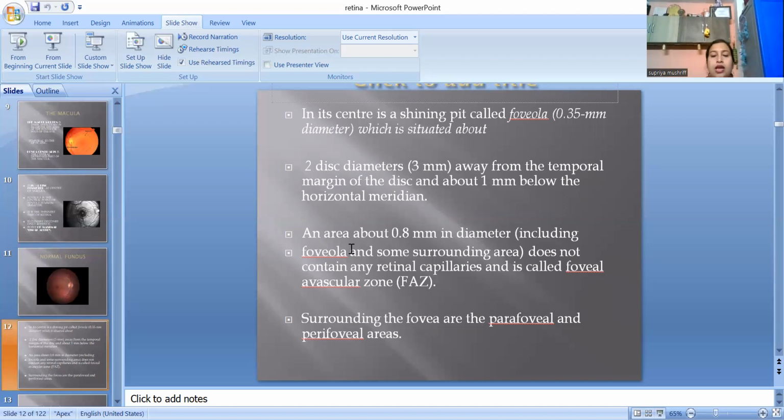This foveola is situated. An area about 0.8 millimeter in diameter, which includes foveola and some surrounding area, does not contain any retinal capillaries, and this area is called the foveal avascular zone. This foveal avascular zone has importance in FFA, fundus fluorescein angiography, which signifies a diminished or increased foveal avascular zone, and an increased foveal avascular zone in FFA denotes ischemic maculopathy. We will get to know this in upcoming slides. Now surrounding the fovea are the parafoveal and perifoveal areas.